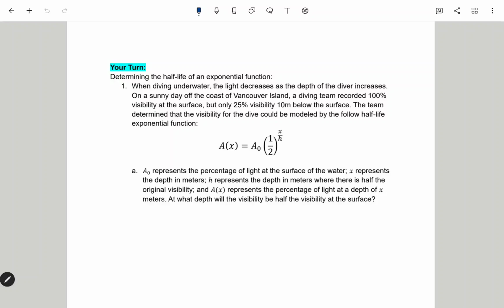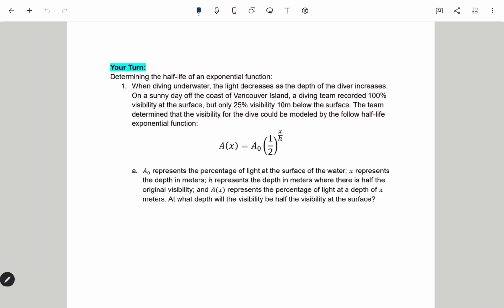So, determining the half-life of an exponential function. When diving underwater, the light decreases as the depth of the diver increases. On a sunny day off the coast of Vancouver Island, a diving team recorded 100% visibility at the surface, but only 25% visibility 10 meters below the surface. The team determined that the visibility for the dive could be modeled by the following half-life exponential function.